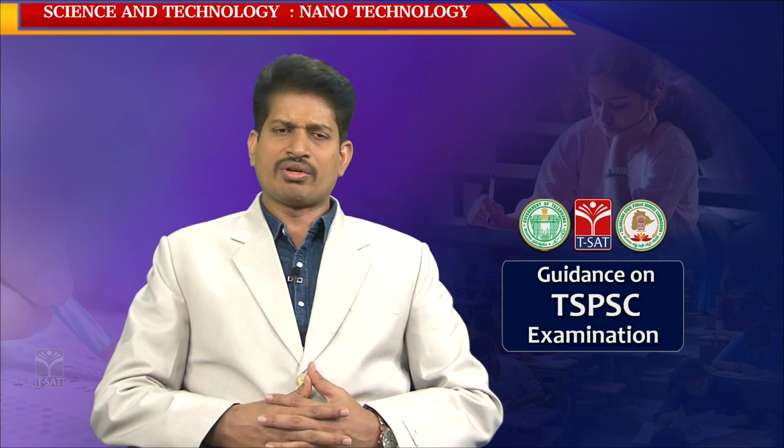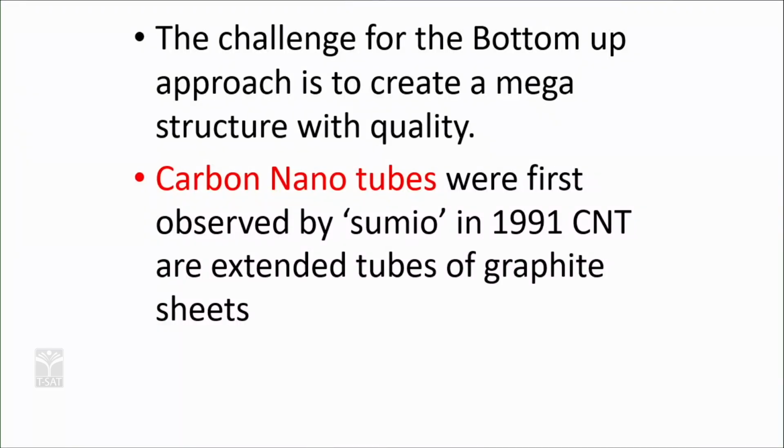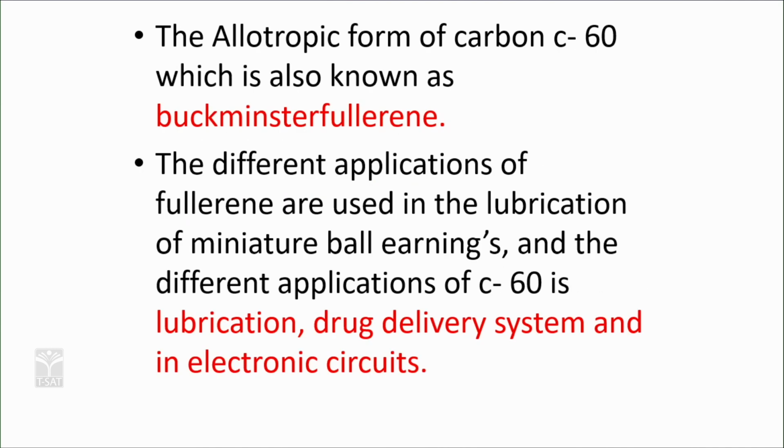Another classic example of application of nanotechnology is carbon nanotubes, first observed by Iijima in 1991. CNT means carbon nanotubes, which are extended tubes of graphite sheets. So, carbon nanotubes are made with graphite. The other application of nanotechnology is the allotropic form of carbon C60, which is known as Buckminster Fuller.